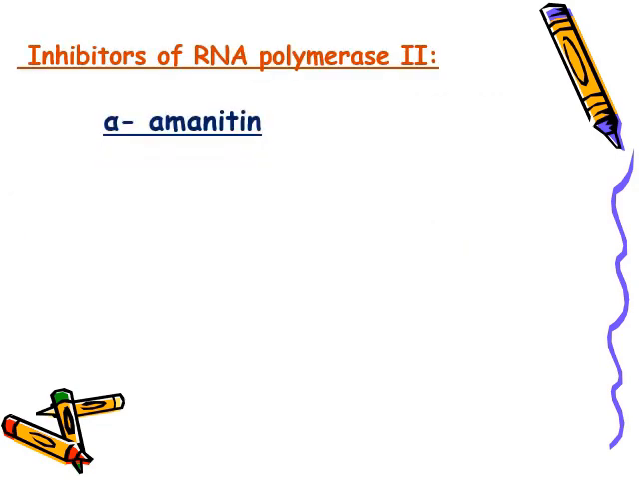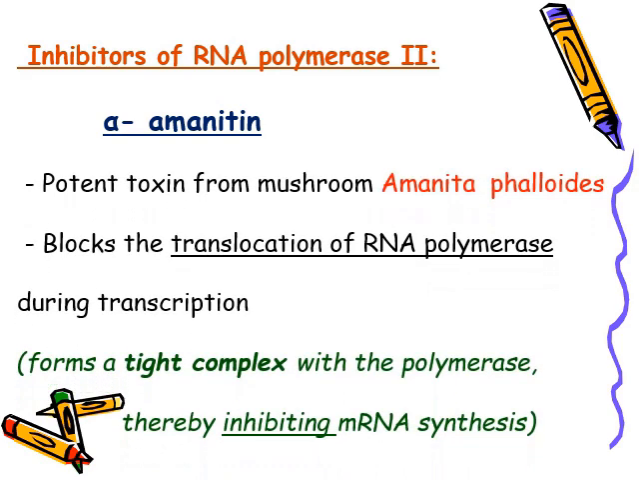Inhibitors of RNA polymerase 2. Alpha amanitin. This is a potent toxin from specific mushrooms. It blocks the translocation of RNA polymerase during transcription, وبالتالي inhibiting transcription. It forms a tight complex with RNA polymerase enzyme, thus inhibiting messenger RNA synthesis.